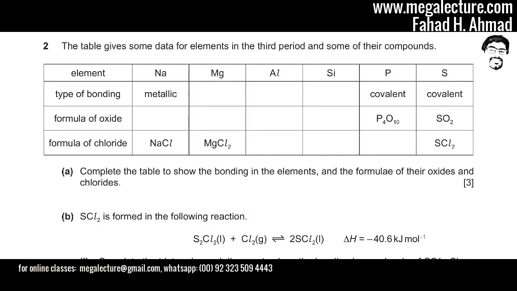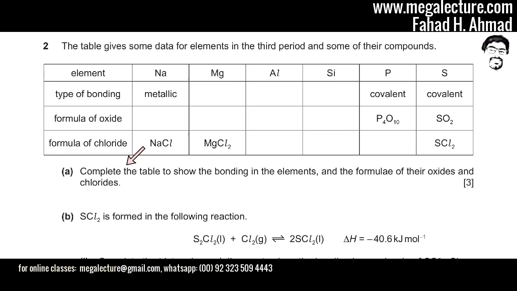The following question reads that the table gives some data for elements in the third period and some of their compounds. So the third period elements are given from sodium to sulfur and the type of bonding, etc. There's one row for the type of bonding, one for the formula of the oxide, and the third one is for the formula of the chloride.